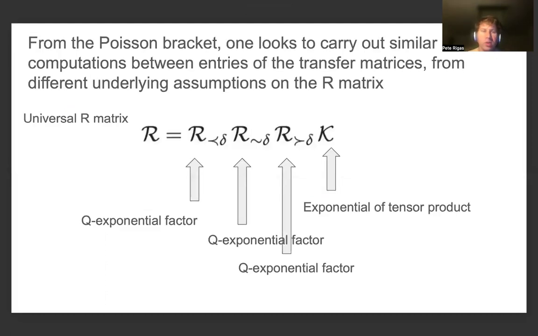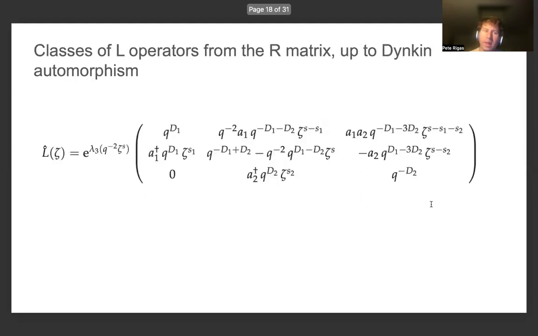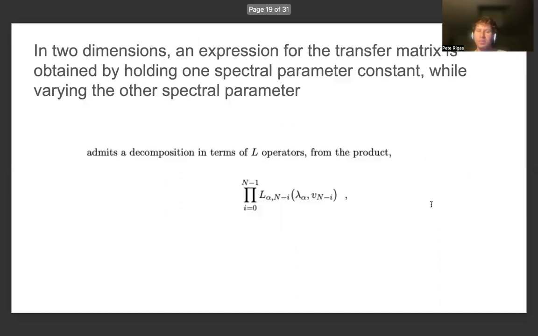Okay, and like we have mentioned from the Poisson bracket, one looks to carry out similar computations in which we have the universal R-matrix, which can be given by a factorization of four components: three q-exponential factors, and the last term, for the K matrix, which is given by an exponential of a tensor product. And then, as we had just alluded to, the Dynkin automorphism implies that rather than this one L operator, there exists, in fact, a family of L operators that can be determined up to the action of this Dynkin automorphism.